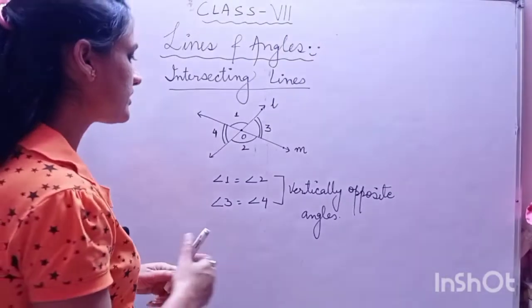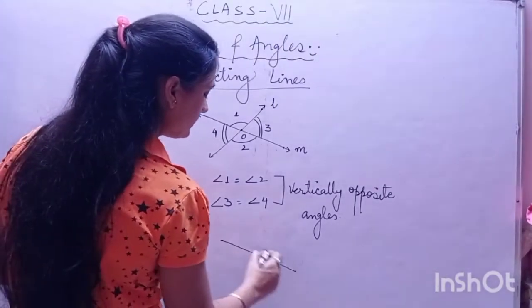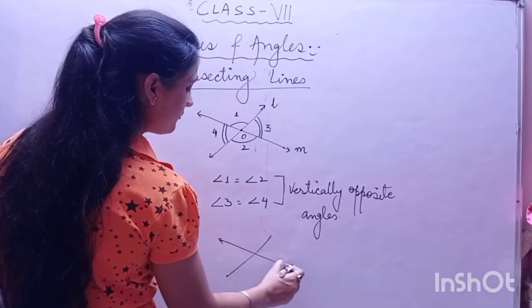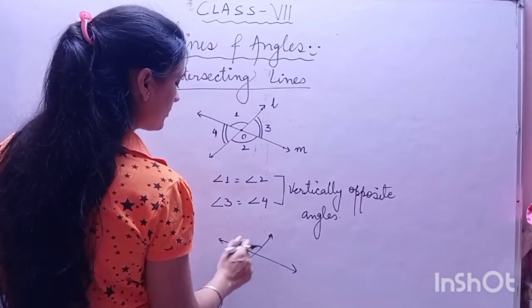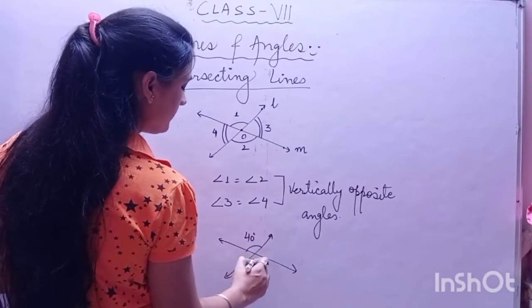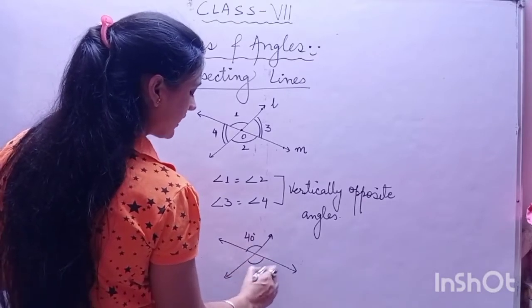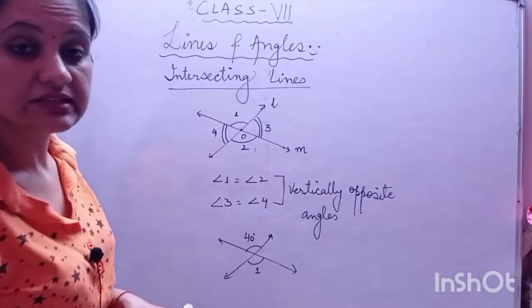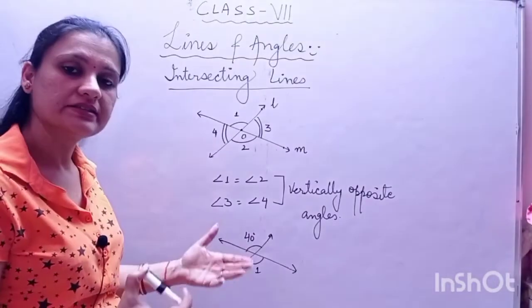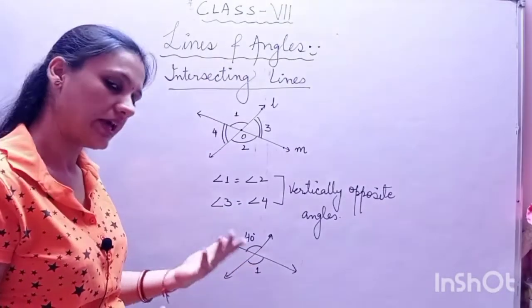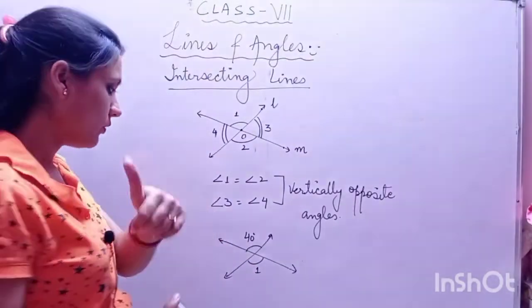So how can a question come on vertically opposite angles? It can come like this. They'll give you the lines, and suppose this is 40 degrees, and they ask you to find out this angle. You can simply write that angle 1 will be 40, and the reason is vertically opposite angles. I hope you understood. Very good.